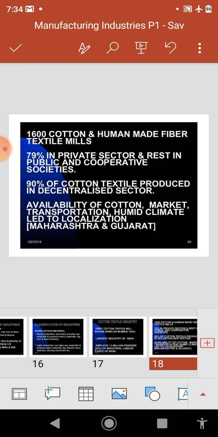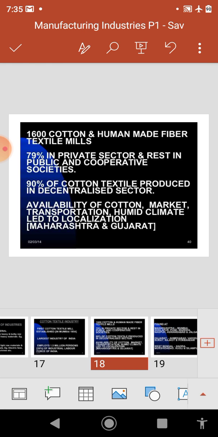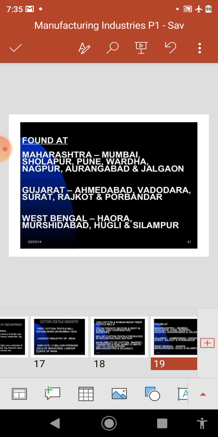Then the contribution of this industry to the gross export earnings of the country is over 30%, while it adds only 7 to 8% to the gross import bill of the country. Then another point, it is the only industry which is self-reliant from raw materials to the highest value added product, namely garments, or you can say the ready-made garments.